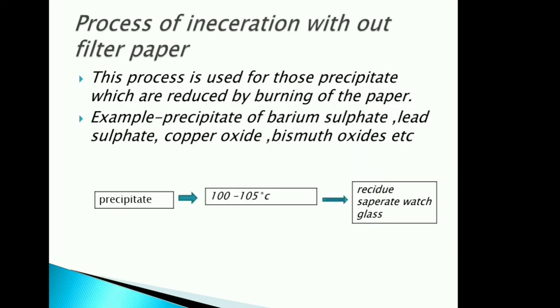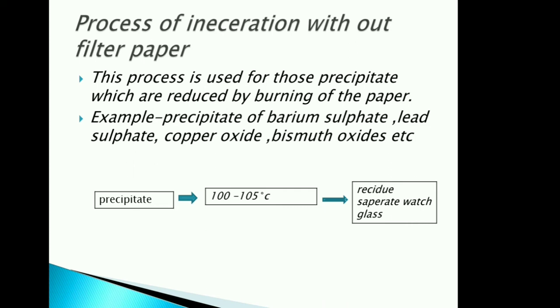So student, let us see the process of incineration without filter paper. This process is generally used for those precipitates which are reduced by the burning of the paper. It means that with the burning of the filter paper, there is a change in the composition of the precipitate. Therefore, the process is carried out without filter paper. Examples of precipitates incinerated with this type of process are barium sulfate, lead sulfate, copper oxide or bismuth oxide.